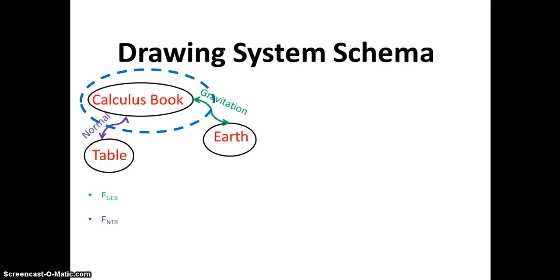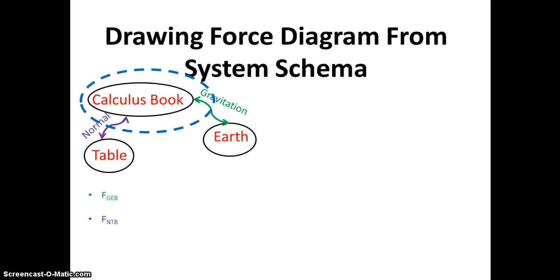We can simplify this a little bit more by going into the idea of drawing a force diagram. Another name for a force diagram is a free body diagram, often symbolized with FBD. We can just start by drawing a dot, and that dot represents the calculus book. And from that dot, we are going to extend arrows or vectors that show the direction and magnitude of the force that's interacting with the calculus book.